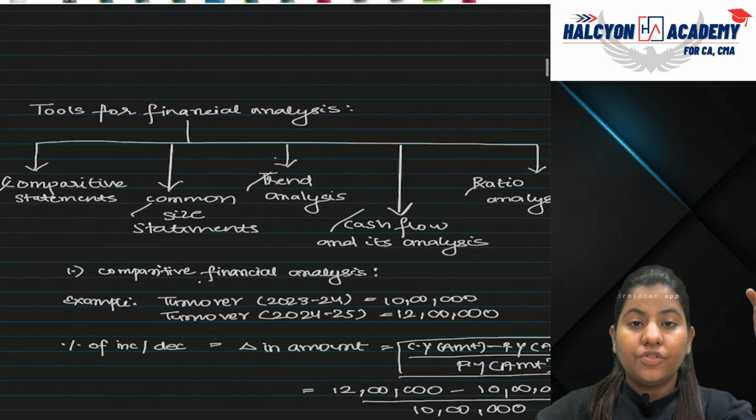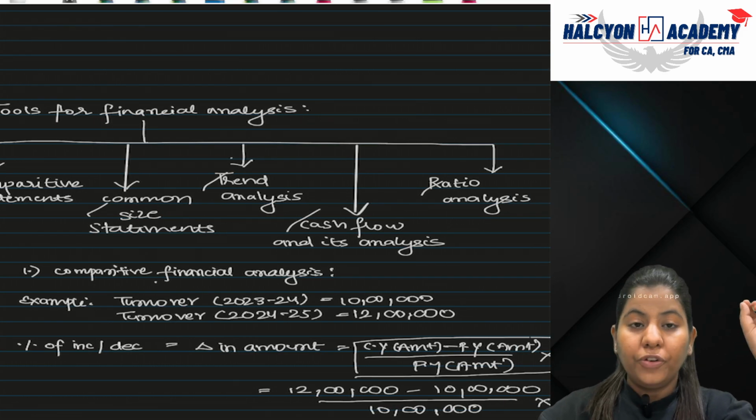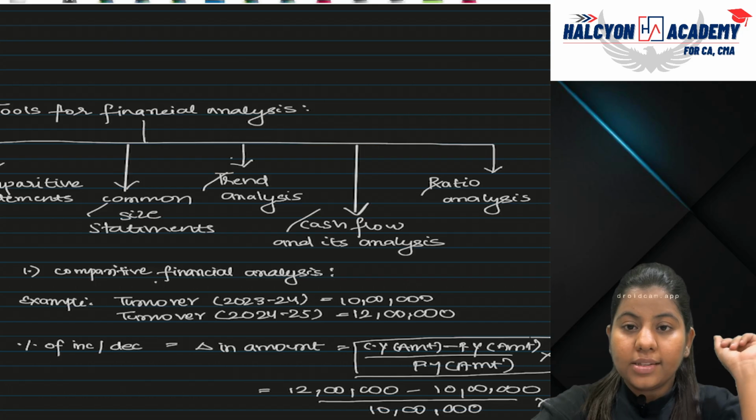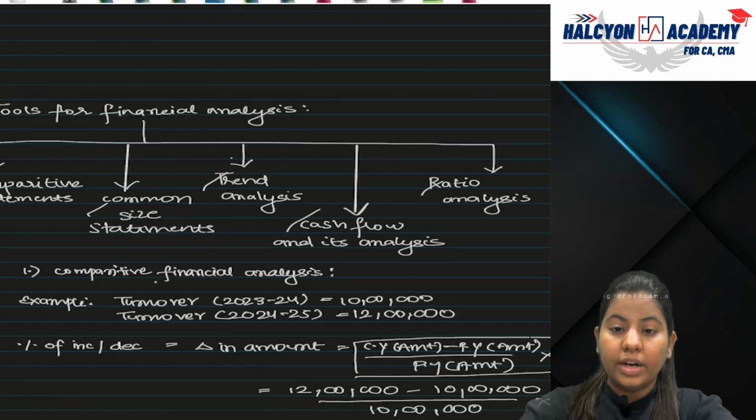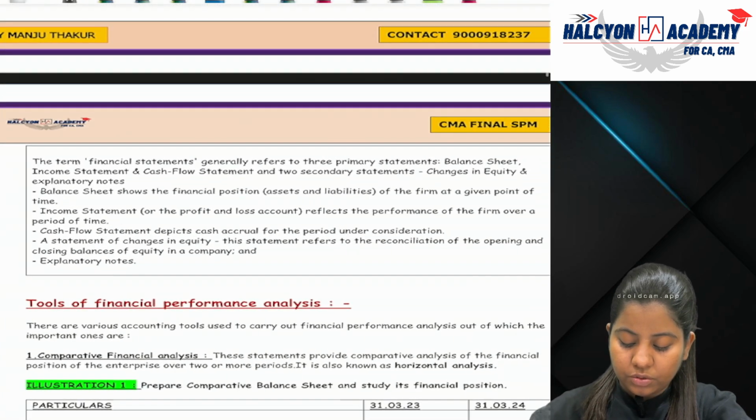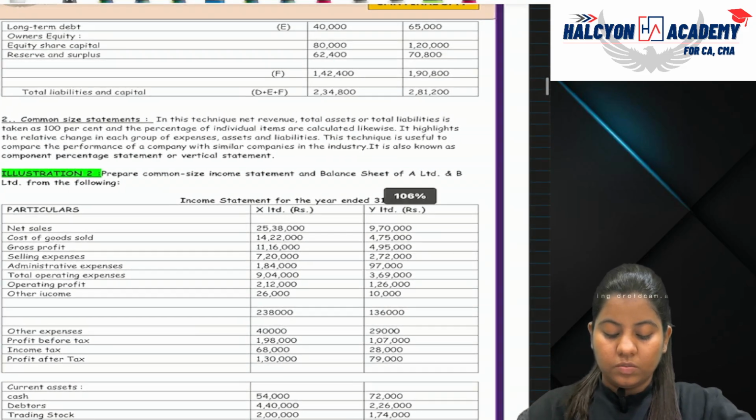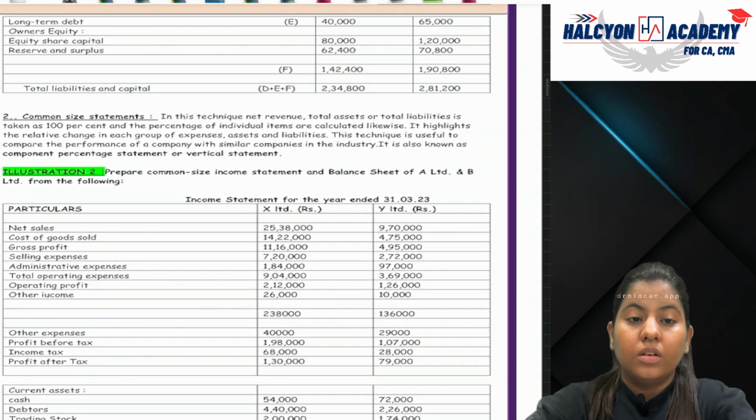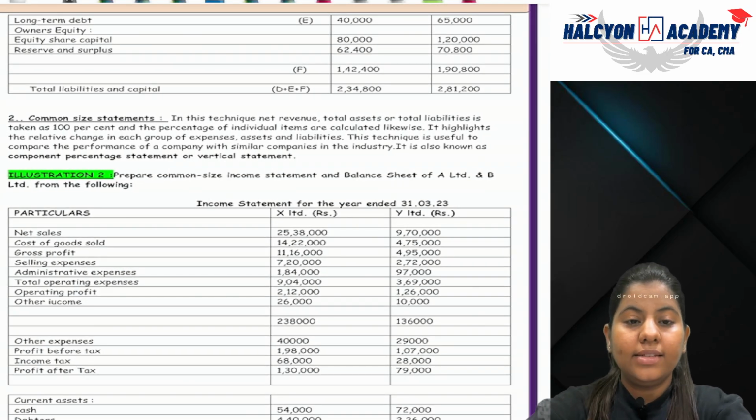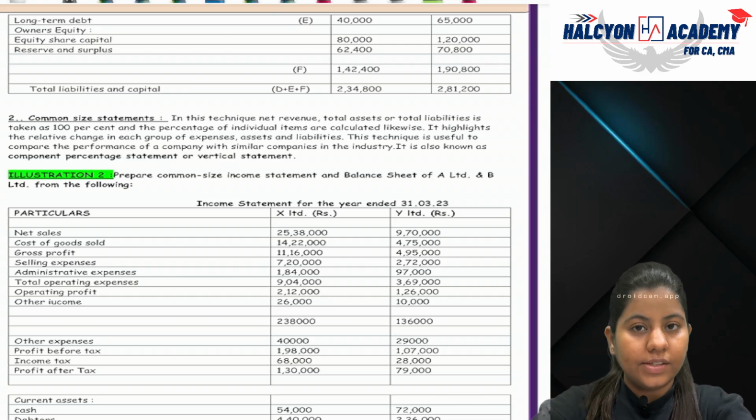So the first one, comparative statements, we have already completed. In our last lecture only we completed comparative statements. And now we are going to start the second one, that is common size statements. Common size statements, tool number 2. We are learning tools of financial performance analysis, in which the second one is common size statements.